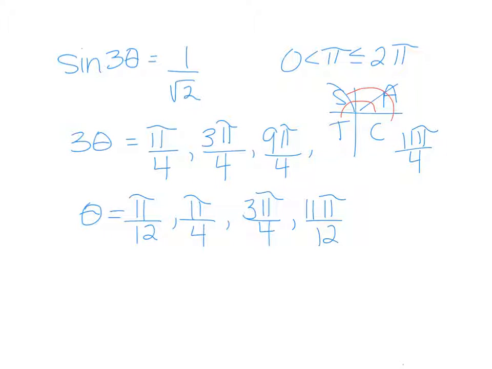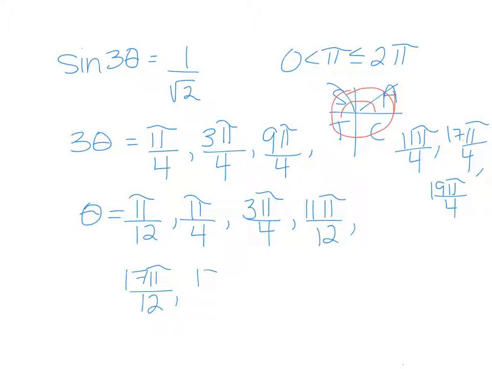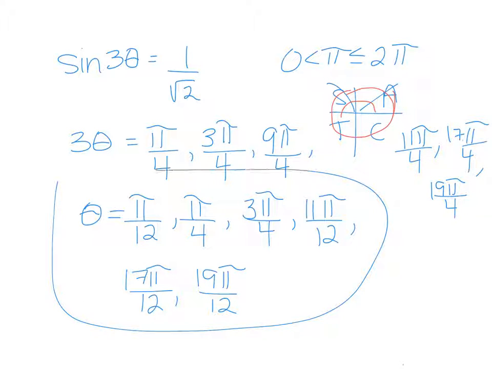If we kept going around again, we'll include 17 pi over 4 and 19 pi over 4, which for solutions here would be 17 pi over 12, 19 pi over 12. That's a lot of solutions. But those are all the solutions between 0 and 2 pi.